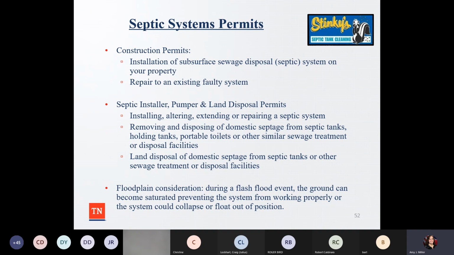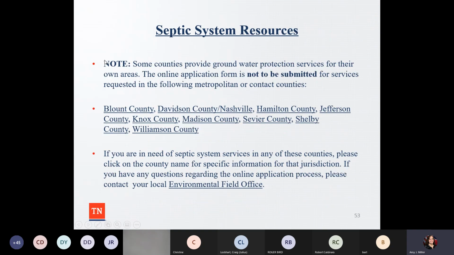And for floodplain, during a flash flood event, the ground can become saturated, preventing the system from working properly, or the system could collapse or float out of position. So again, whenever we're talking about development in the floodplain, where we have a site plan that's showing the nature and location of existing or proposed development, if you can try to get a septic system out of the floodplain, it's more desirable, because if it does fail, it is going to stink in more ways than one.